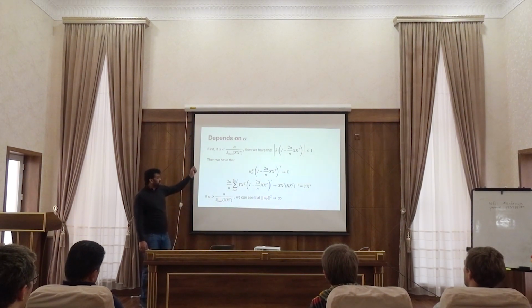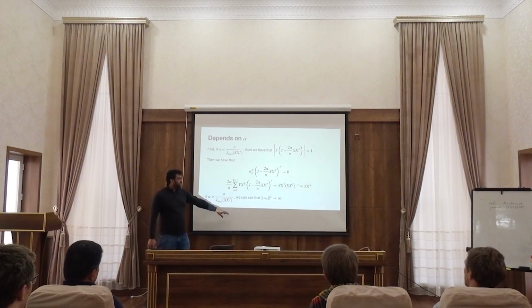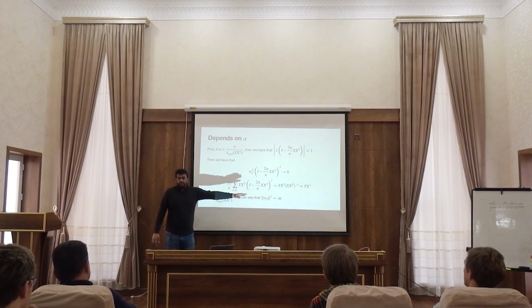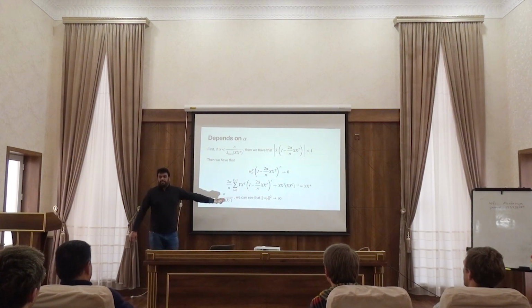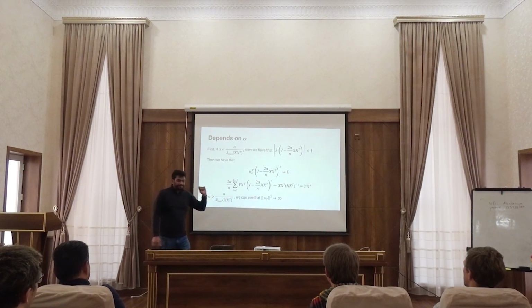Interestingly, if alpha is bigger than this, then you can use similar arguments to see that the norm diverges. Just as an exercise, this leaves out one case, where alpha is equal to this. It might be interesting to write down what happens in that case.